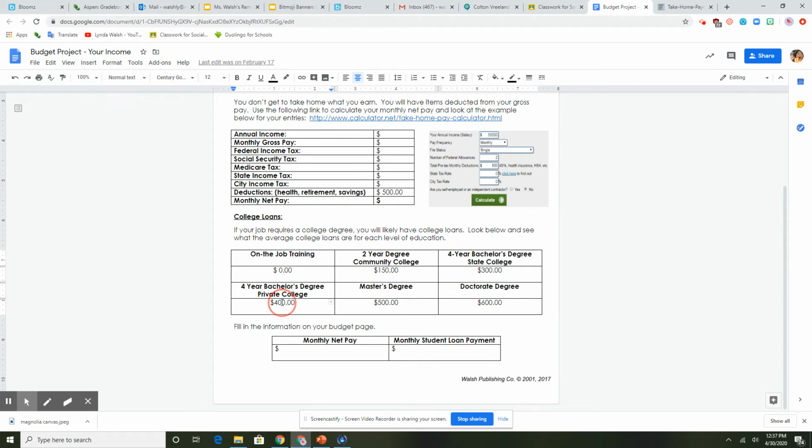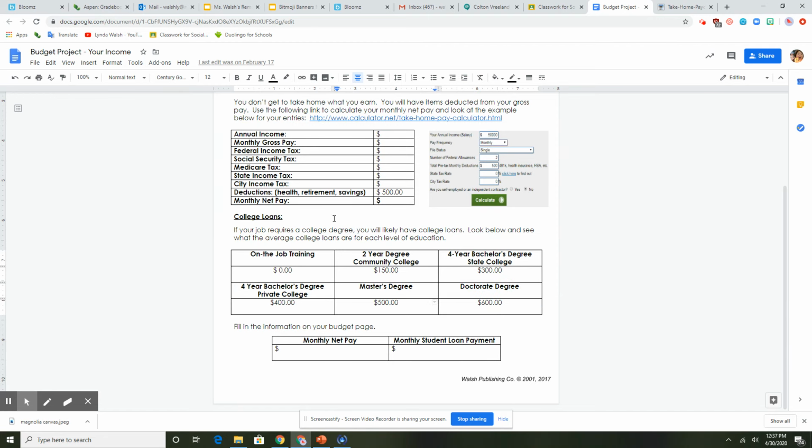So if you're going to a private college, put $400 a month for school loans. If your job requires a master's degree, you're going to put $500 a month for school loans. And if your job requires a professional degree or a doctorate degree, you're going to put $600 a month for school loans. So this would be kind of the jobs like veterinarian or a doctor, anything having to do with being a doctor, a lawyer, things like that. You're going to need an advanced degree. So your school loans are going to be higher because you're going to go to school for longer and you're going to have more money to pay off.